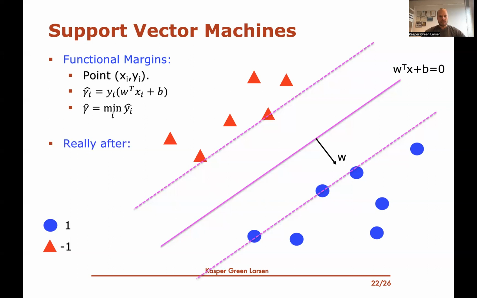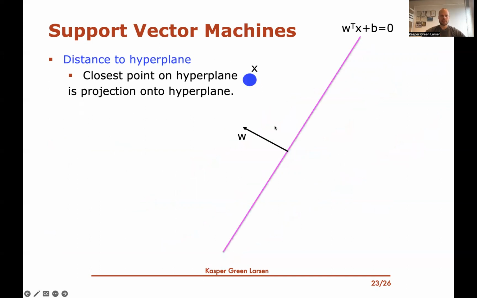So maybe let's take a step back and remind ourselves, what is it that we're really interested in? What we're really interested in is that we want to maximize the distance to the hyperplane, not necessarily these functional margins, right? We just want the actual distance to be as large as possible. So first we have to understand, given a point X, what is its distance to the hyperplane? The closest point on the hyperplane is, of course, the orthogonal projection of the point onto the hyperplane. So you just move in the direction of W until you hit the hyperplane like this. So this is the closest point.